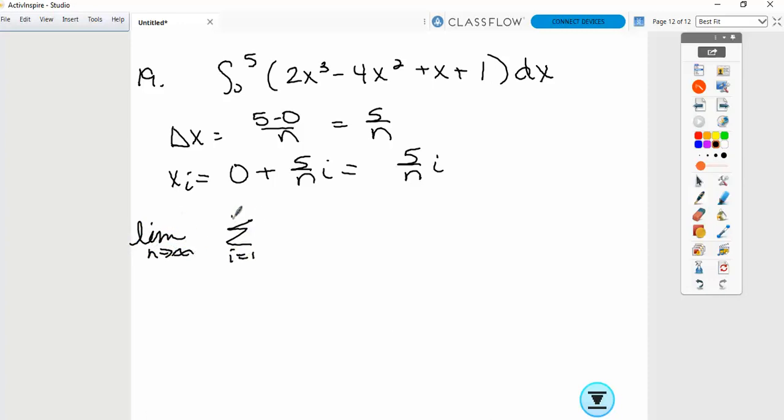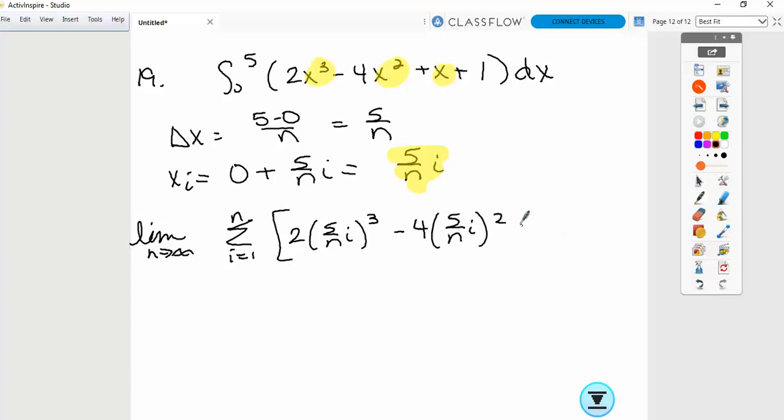So we've got the limit as n goes to infinity with the sum from 1 to n. And we're replacing every one of our x's up here with this 5 over n I. So we have 2 times 5 over n I cubed minus 4 times 5 over n I squared plus 5 over n I plus 1.